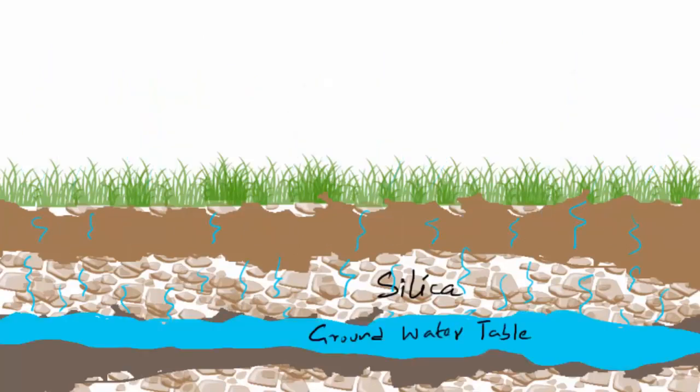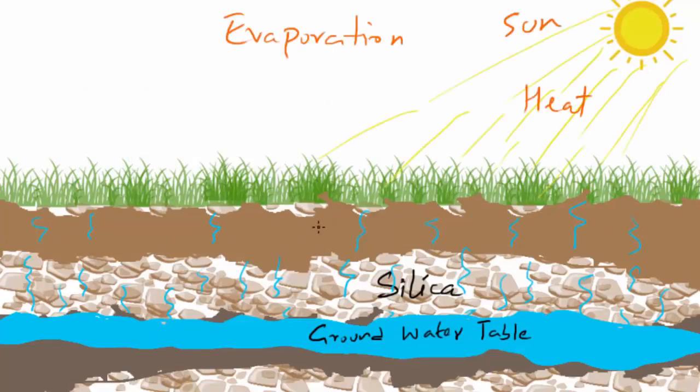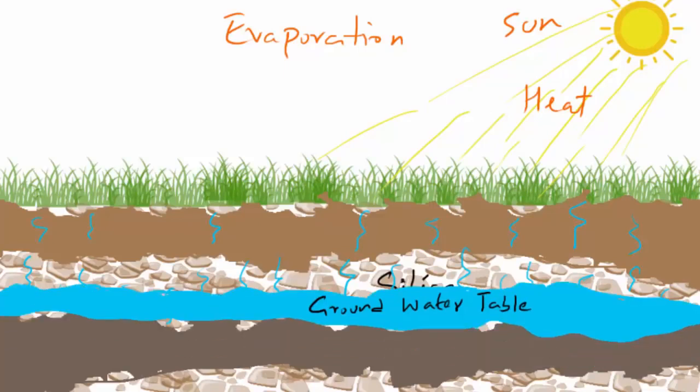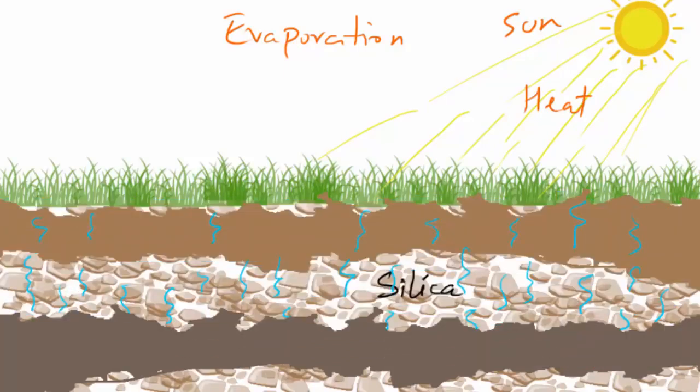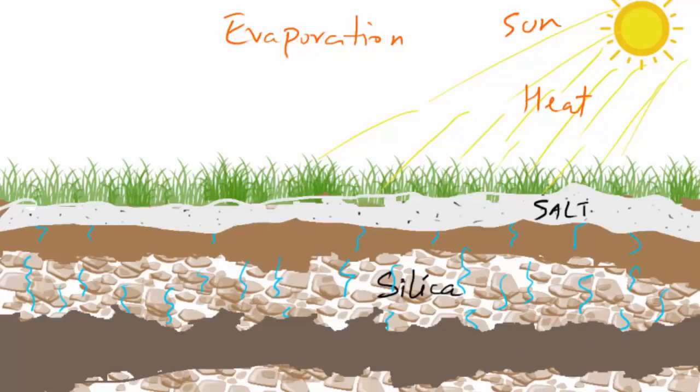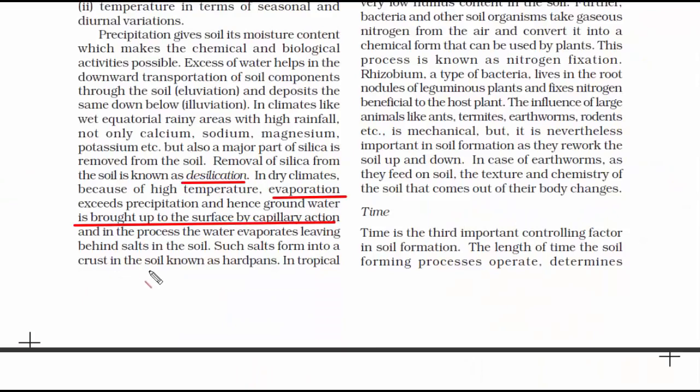And during warm climates or high temperature, evaporation takes place. You know what evaporation is. It brings the groundwater to the surface by capillary action. And then water evaporates and leaves behind salt. And then those salts become a hard crust, which is also known as hard pan.